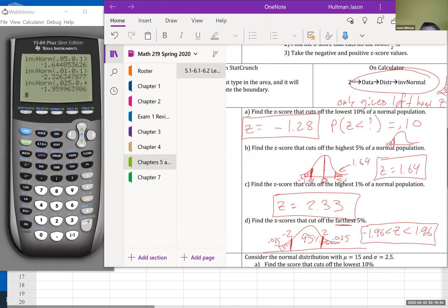Okay, so again, we're looking for something around negative 2 and positive 2. And when we do it on the calculator, we see that it is at negative 1.96 and positive 1.96. And so yeah, it does work out.